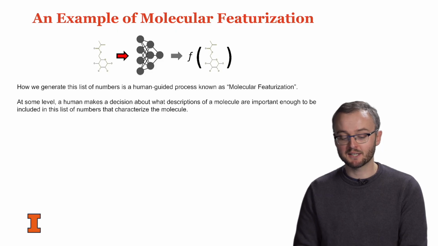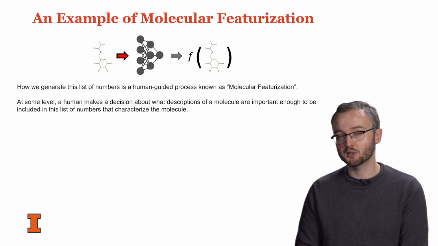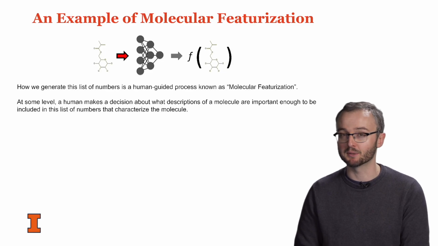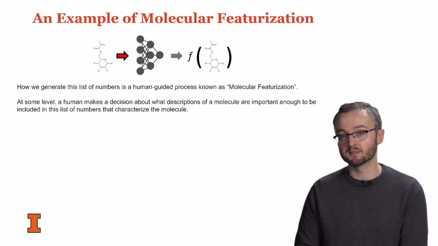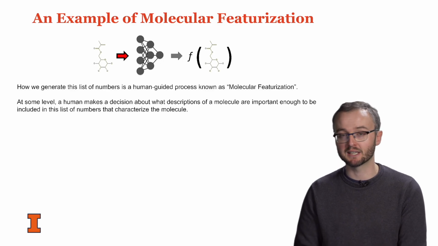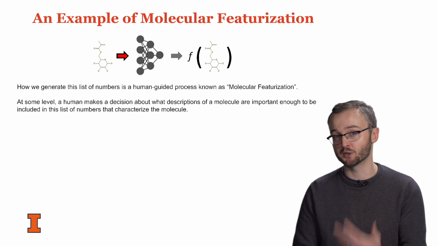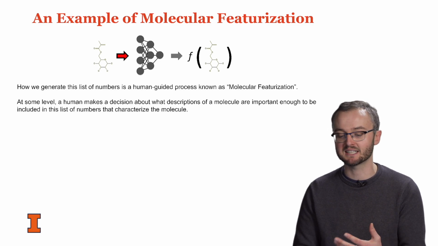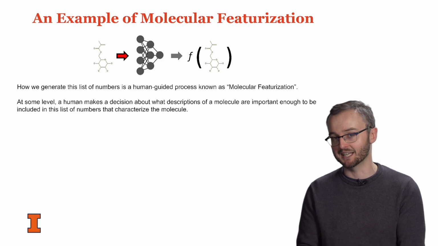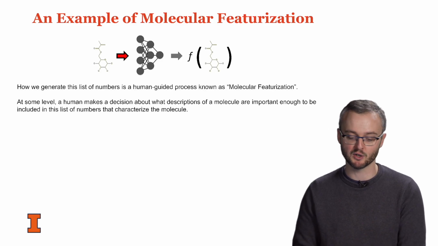This process called molecular featurization is entirely human-driven for most machine learning applications. One of the big advances of modern machine learning is that neural networks and deep learning can try to figure out these featurizations on their own. But in the majority of cases, there's a human behind the scene who's dictating how you convert a molecule into a numerical vector that a computer can work with.